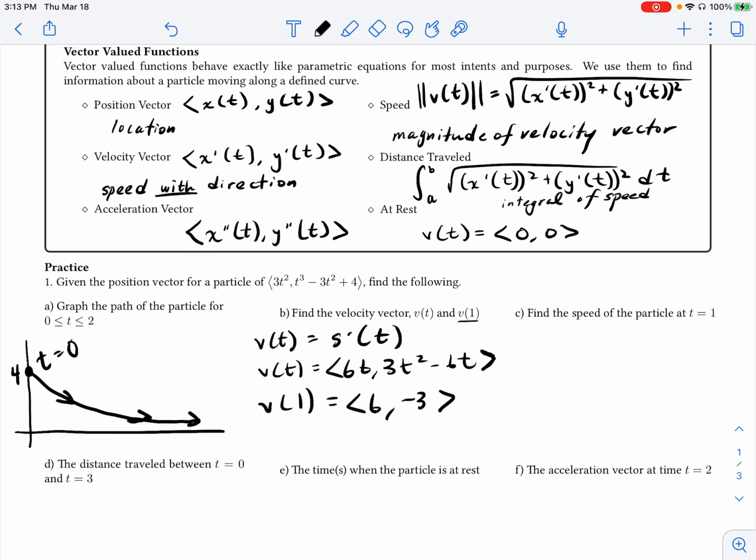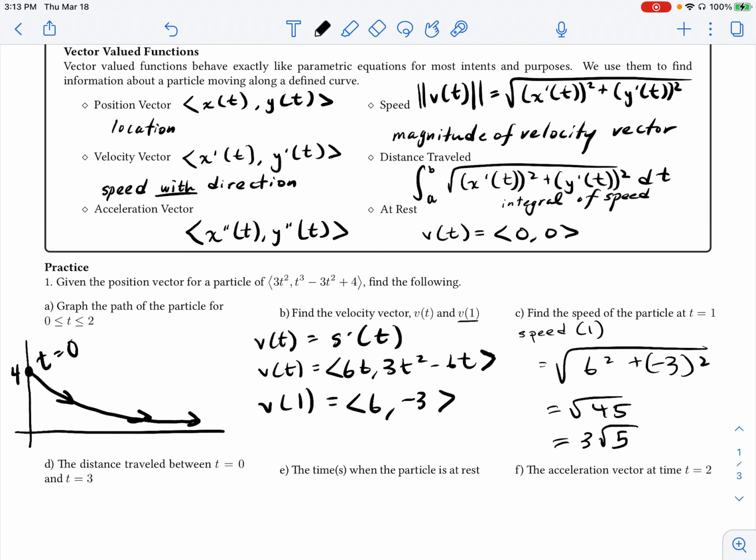All right, now let's talk about the speed of the particle. Well, it's very much related to the velocity. If we know the velocity at t is equal to 1, then the speed of that is simply the non-vector form, or the magnitude. Let me write that, the magnitude of the speed, which is just going to be the square root of 6 squared plus negative 3 squared, and then that's equal to root 45. And if you want to clean that up, you can say that that is 3 root 5.